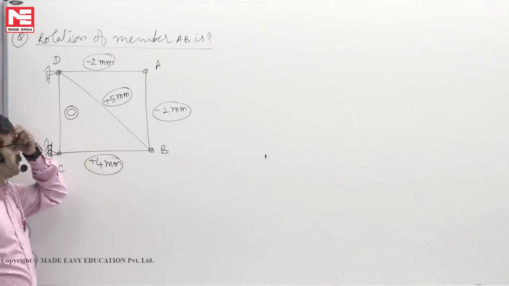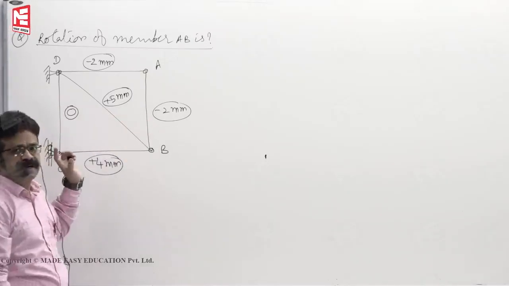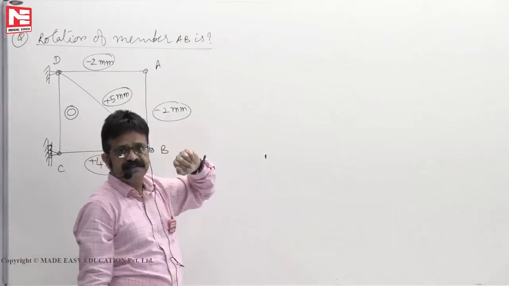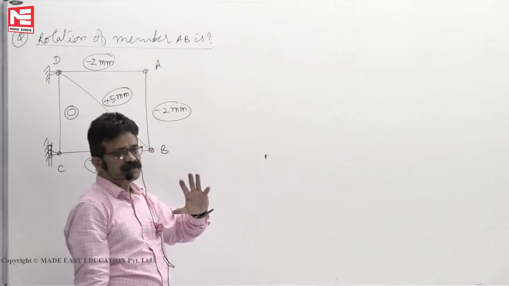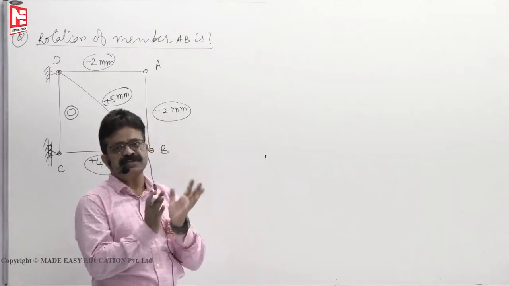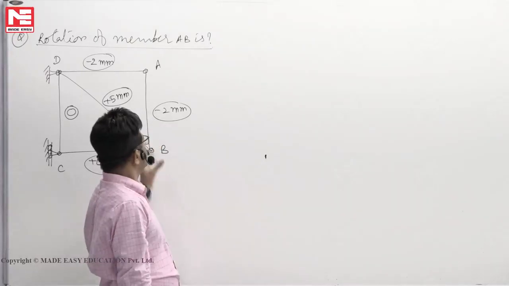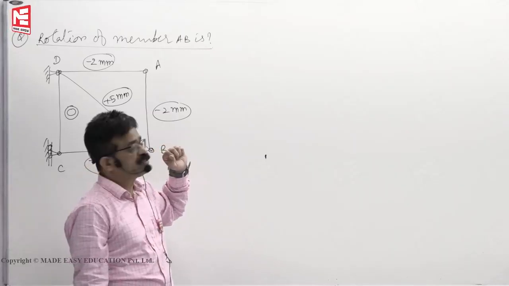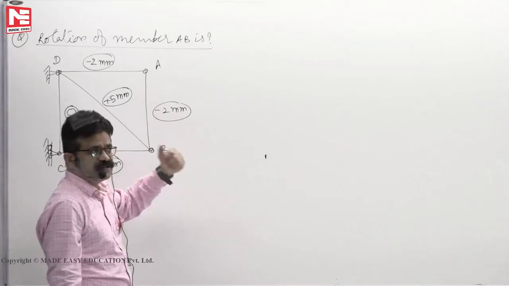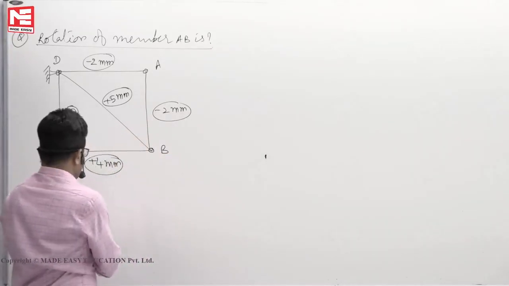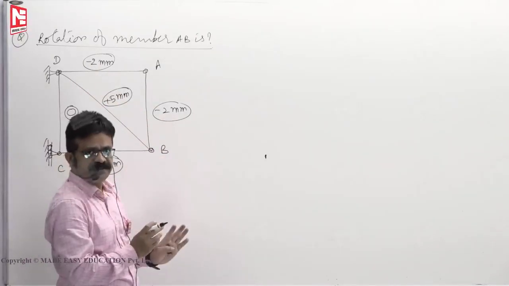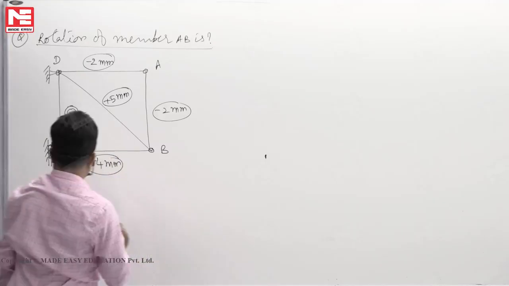Assume that you don't worry about how this 5 mm or 2 mm came. Arbitrarily, I have given. Maybe they are due to temperature change, or due to lack of fit, or due to applied loads. Whatever may be the reason, they have given us the deformation of each member. Okay, so we know the deformations of each member, and to save our time, the PL by AE or alpha TL values they have given us directly. Now you want to find, because of these deformations, how much this member AB rotated. That is our point.